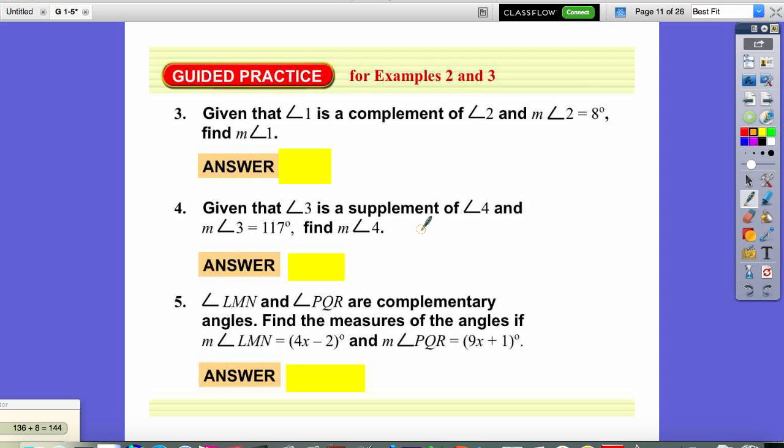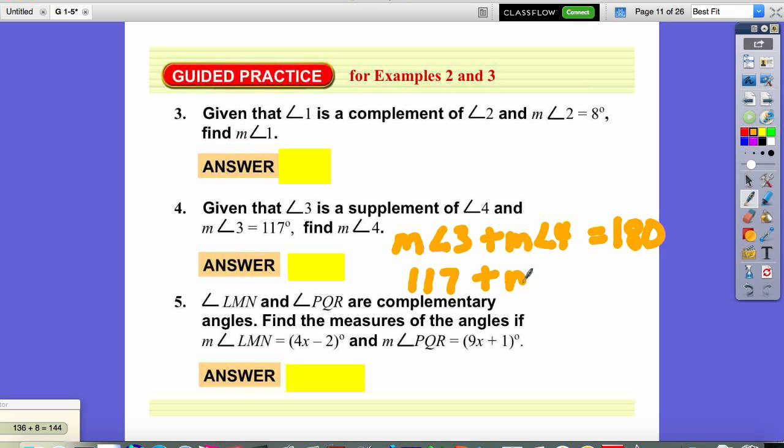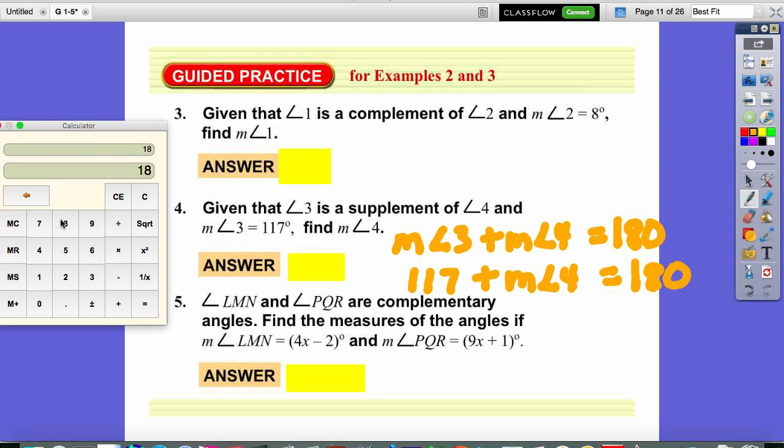Given that angle 3 and angle 4 are supplements, so the measure of angle 3 plus the measure of angle 4 equals 180 degrees. That is a definition of a supplement. So the measure of angle 3 is 117 plus the measure of angle 4 is 180 degrees. So in this case, we've now used substitution. I'm going to take 180 and I subtract 117 from both sides, and I get that the measure of angle 4 is 63 degrees.